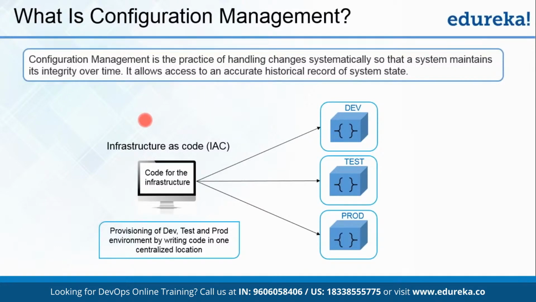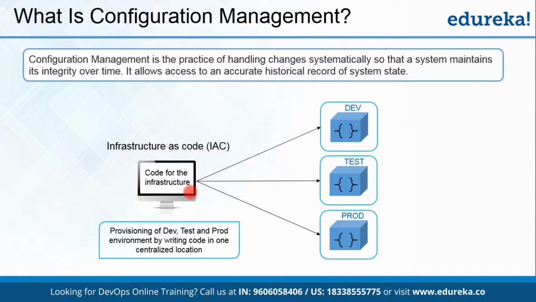And how you achieve configuration management? You achieve that with the help of a very important concept called infrastructure as code. Now what is infrastructure as code? Infrastructure as code simply means that you're writing code for your infrastructure. Let us refer the diagram that is present in front of your screen. Now what happens, in infrastructure as code, you write the code for your infrastructure in one central location. You can call it a server, you can call it a master or whatever you want to call it, all right? Now that code is deployed onto the dev environment, test environment and the production environment.